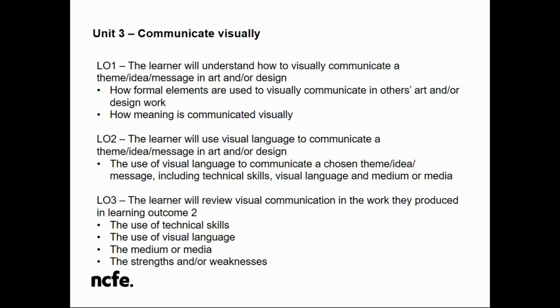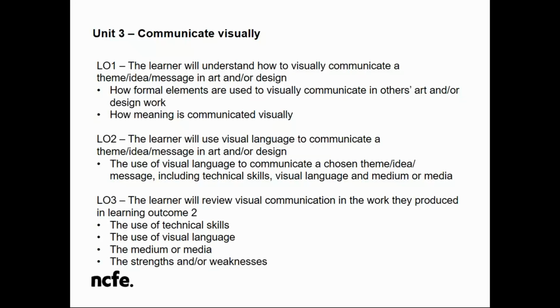There's a list of what examples of others' art and or design work could include on page 32 of the qualification specification, but examples include street art, packaging, signage, conceptual art and fashion. Also on that page you'll see examples of how formal elements are used to visually communicate, including shape, texture and composition, and how meaning is communicated visually. Types of evidence for this learning outcome could include annotated swatches, mood boards and diagrams, or a report or a presentation.